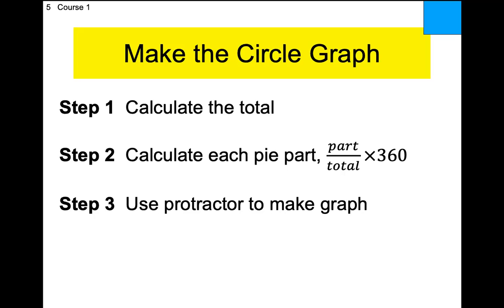So step number 2 says calculate for each pie part. If there's 10 parts to the circle graph, you're going to do step 2 10 times. All right. I don't believe tonight for homework there are 10 categories that you have to count.